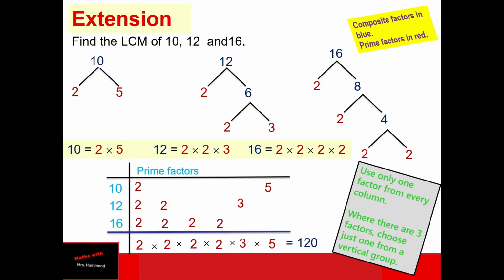Now, where you have 3 factors, choose just one from the vertical group. So we have 2 occurring 3 times. You have to choose 1, 2. When you have 2 occurring twice, you choose 1, 2. When you have 2 occurring once, of course you pick 2. And when you have 3 occurring once, it's going to be 3. When you have 5 occurring once, you write down 5. Now, the whole idea is you need to pick one out of every single number that occurs, and you'll be able to multiply all these numbers together to get your LCM.